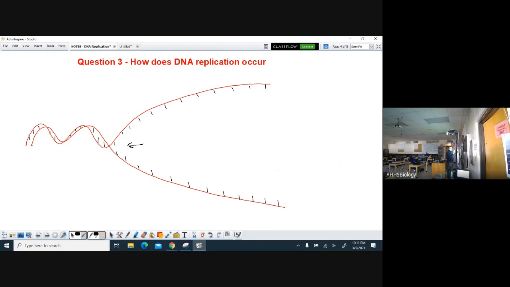Okay, this is the replication fork. Can you all see how it's kind of like a fork? In case you see that term, here's the handle of the fork. It's a two-pronged fork like that, okay? So there's enzymes involved. There are dozens of them. I'm going to give you two, just two, and the names are very, very descriptive as to what they do.